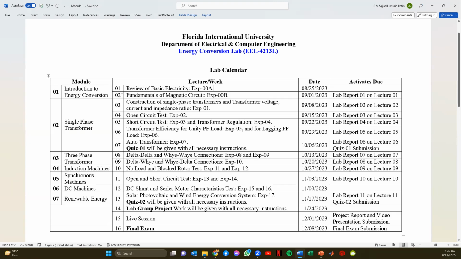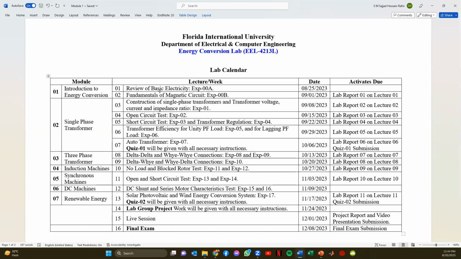Then after lecture 2, we could have actually started with experiment 1 from day 1, but I have chosen not to do that because we need to review some basic stuff, and also you need to learn the theory behind it.